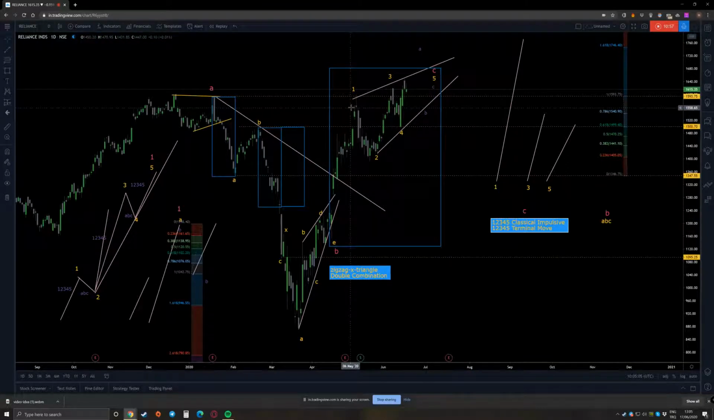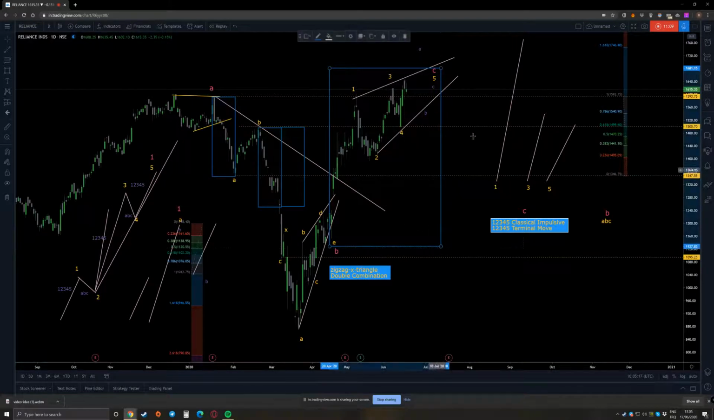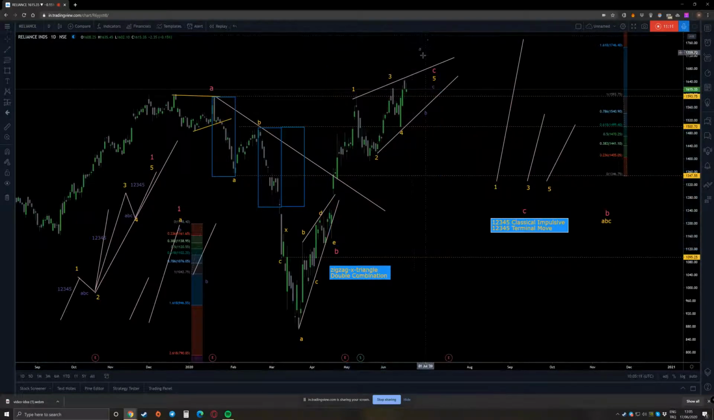Also, most of the time, these terminal moves look like these wedges. Look, in our case, it's a rising wedge. What does it mean? It means that it will drop when it's over, if this count is true. Now, what do you need to do?